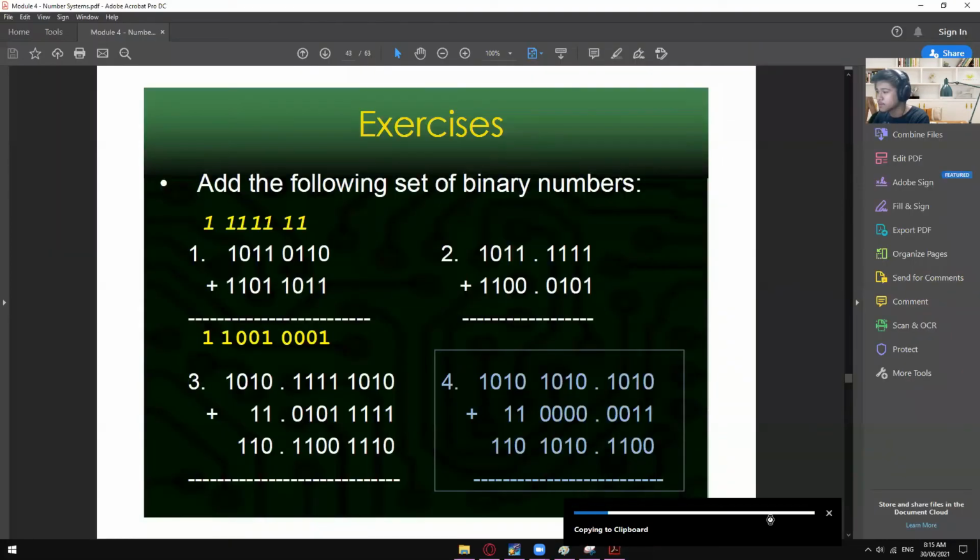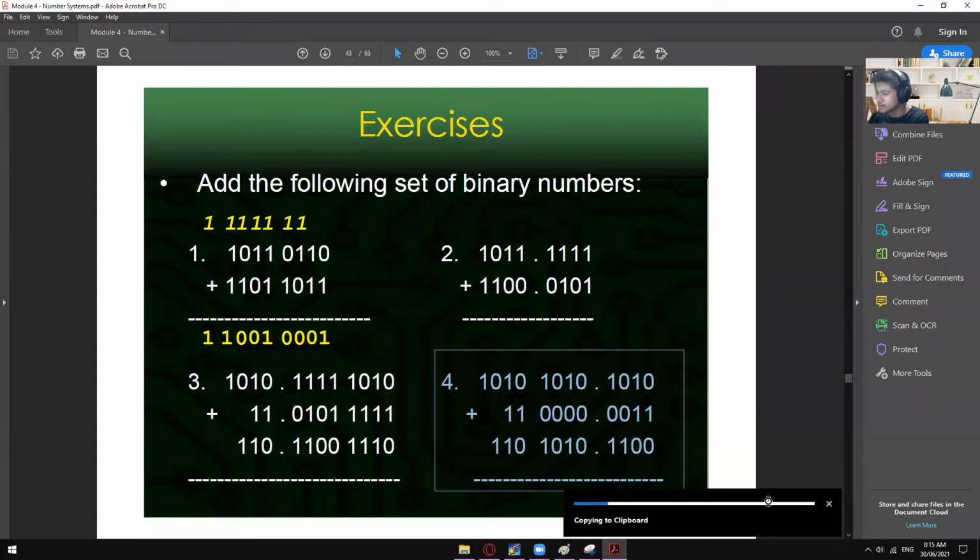Copying to clipboard. Okay, just wait a second. I pressed something else.